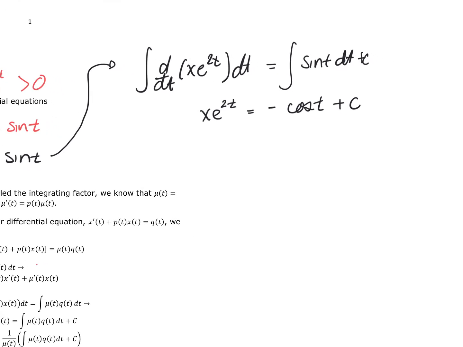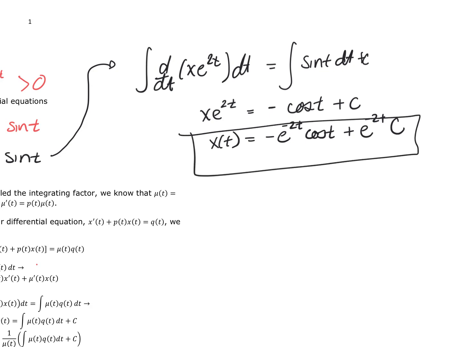To get x all by itself, so this is really a function of t in terms of x, I'm just going to divide everything by e^(2t). So this is negative e raised to the negative 2t cosine of t plus e raised to the negative 2t times c. And that is my answer.